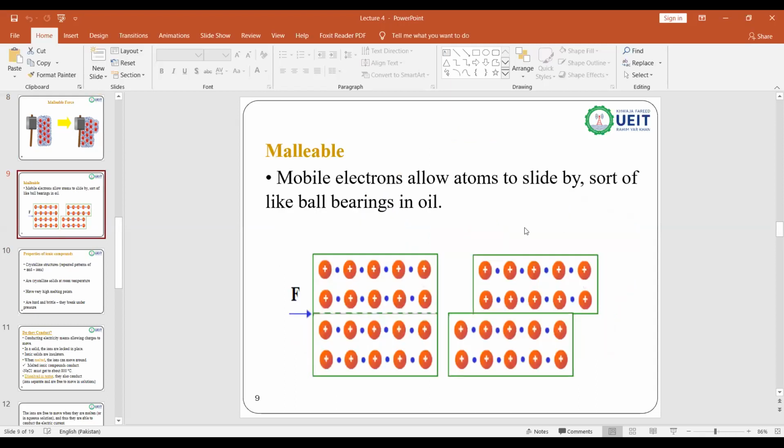Malleable means mobile electrons, because they allow atoms to slide by, sort of like ball bearings in oil. These are the layers of the cations as well as the metal atoms. If you apply force, then one layer will slip over another layer.